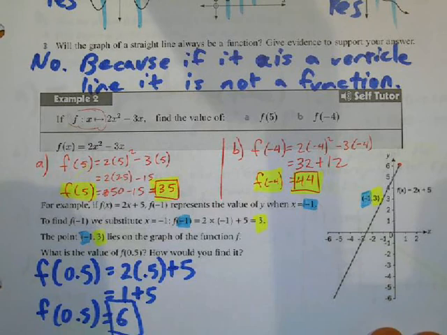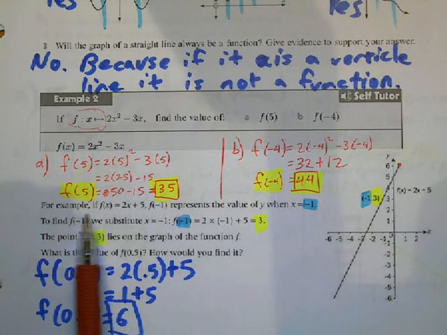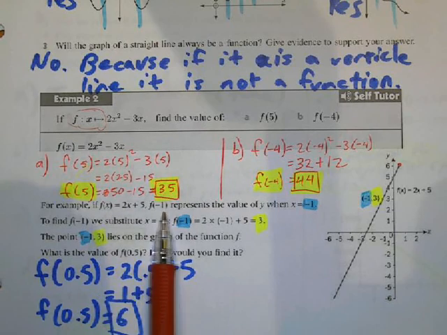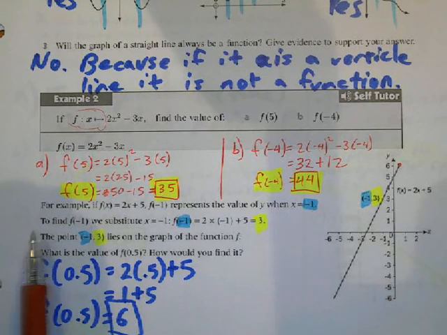All right. So let's look at this next part. Here we've got this equation here. For this example, f(-1) represents the value of y when x is negative 1. Find f(-1).